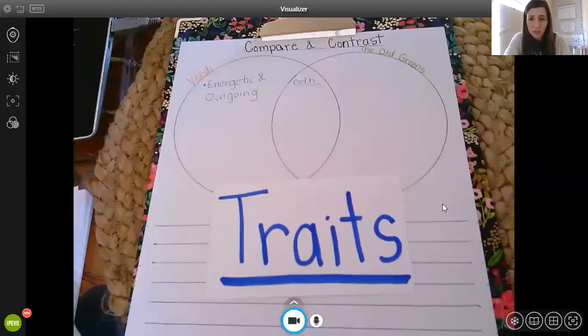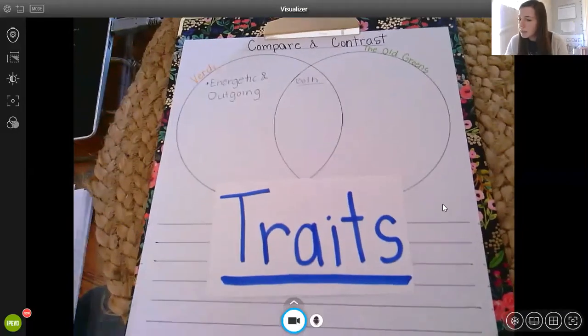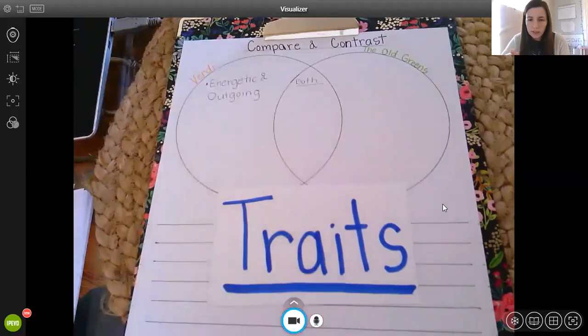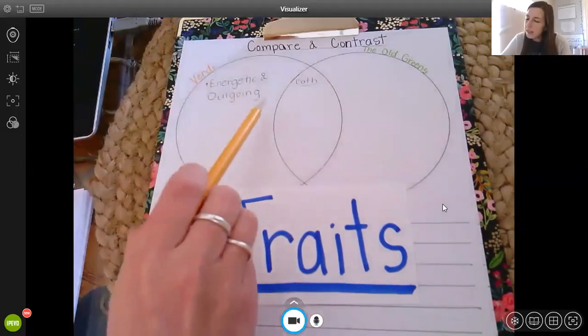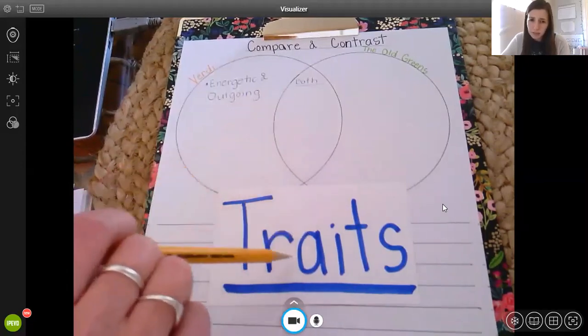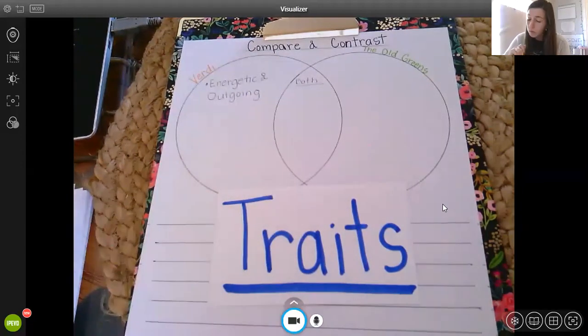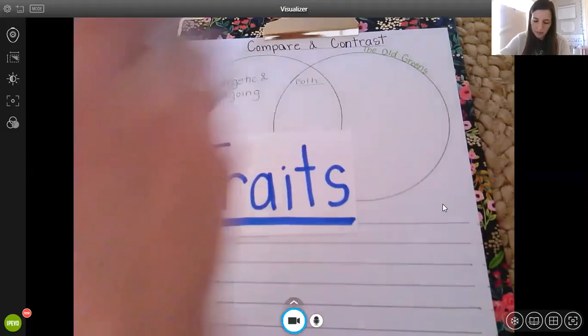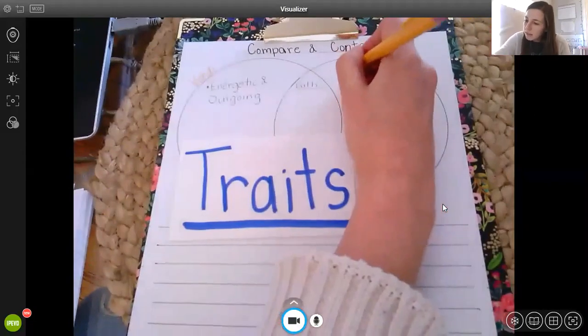Okay. So what I was saying was that we're listing the traits of our characters first, starting with Verdi's traits. While we were reading, we found that he had a really energetic and outgoing personality. Some of the traits of the old Greens, however, were very opposite of Verdi's traits and included laziness.